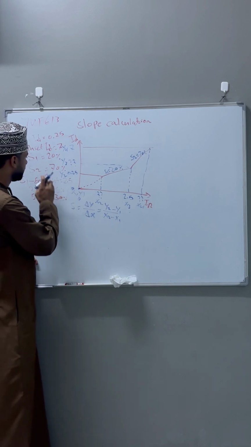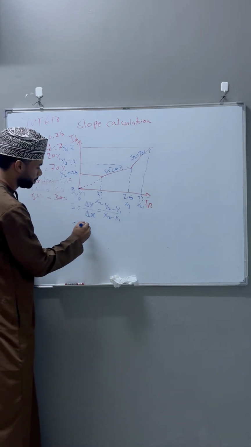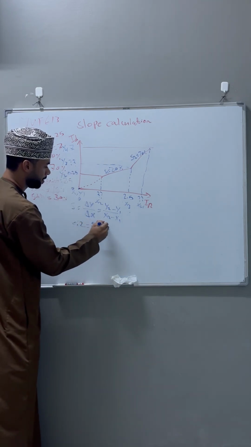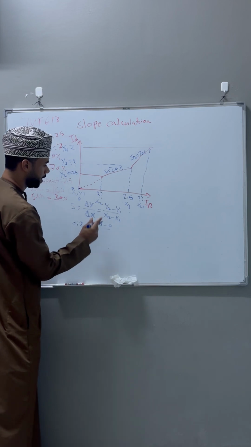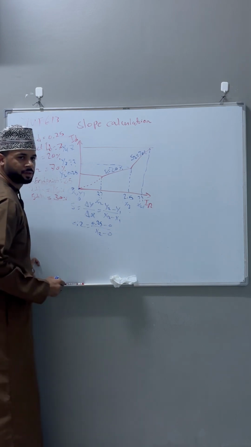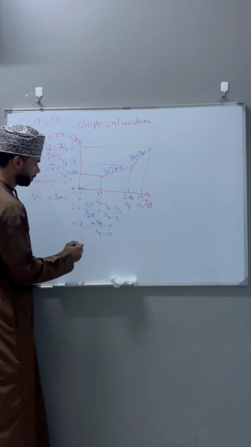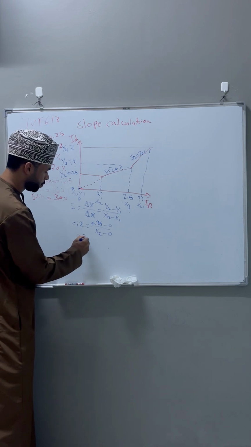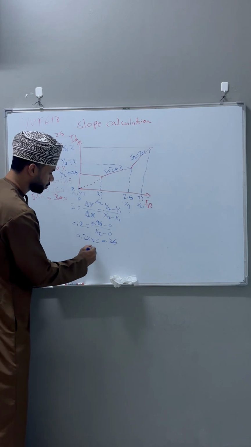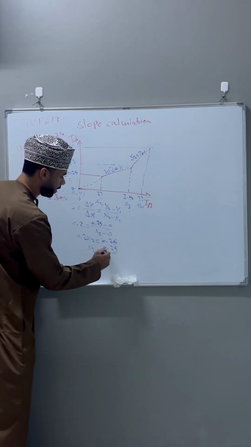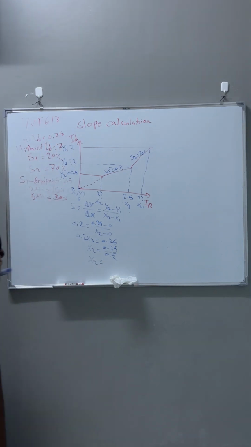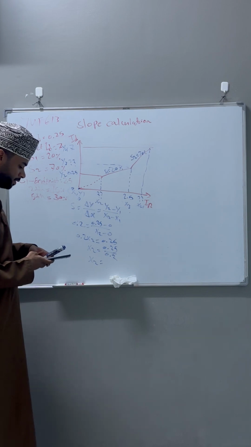So the slope 1 is how much? 0.2. y2 is 0.25 minus y1, which is 0, and x2 is unknown, this x2, and x1 is what? 0. Okay, so cross multiplication gives 0.2 x2 equals 0.25. Now we can get x2 equals 0.25 divided by 0.2. So x2 will be equal to how much? Let's calculate x2: 0.25 divided by 0.2.